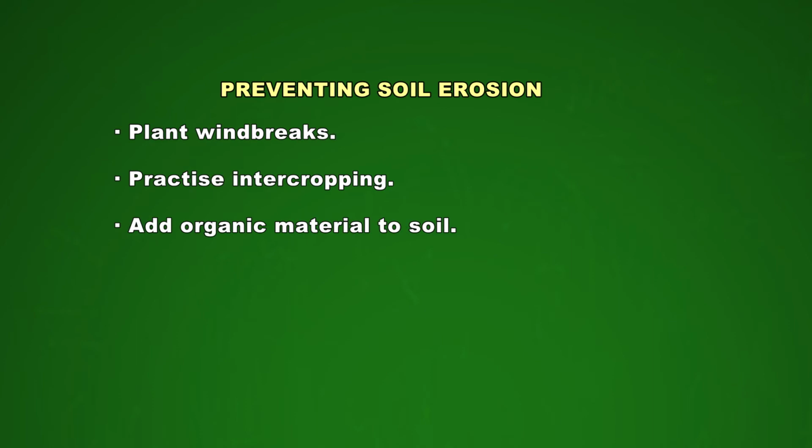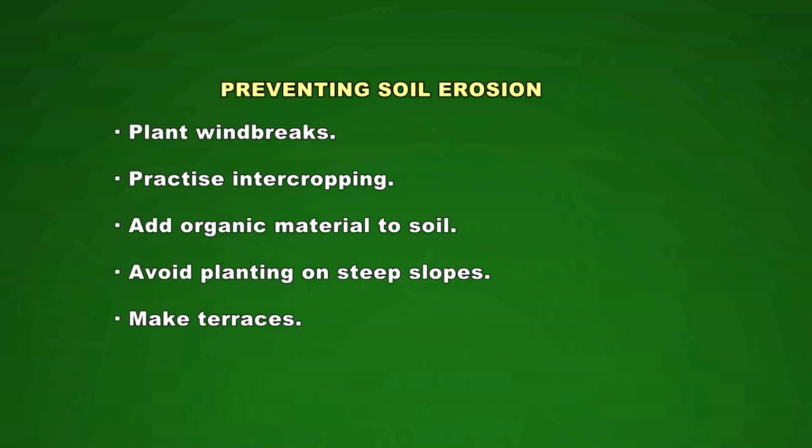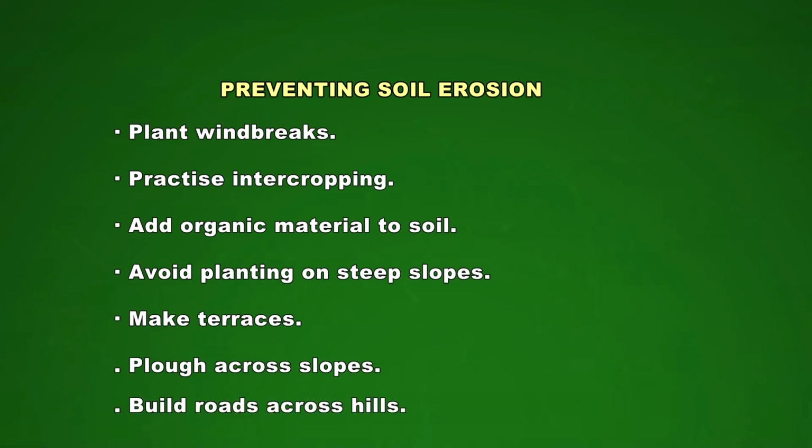Add organic matter to the soil regularly. This gives the soil a crumb structure which allows water to enter quickly. Avoid planting on steep slopes. Make terraces along the slope of a hill. Plow across slopes instead of up and down. This allows the water to run sideways instead of downhill and prevents soil from being washed away. Build roads across hills instead of up the slopes.